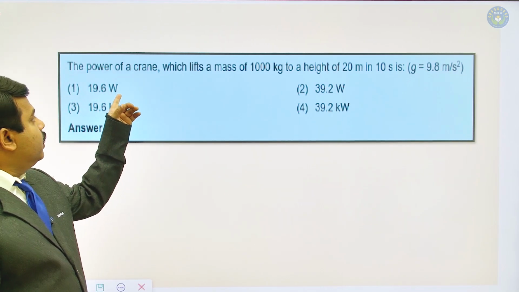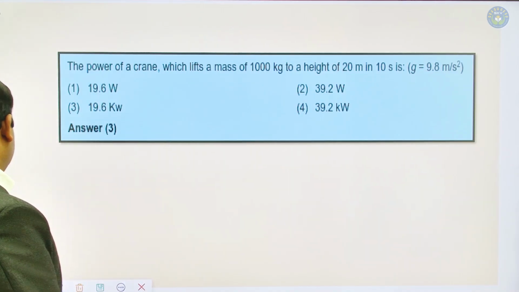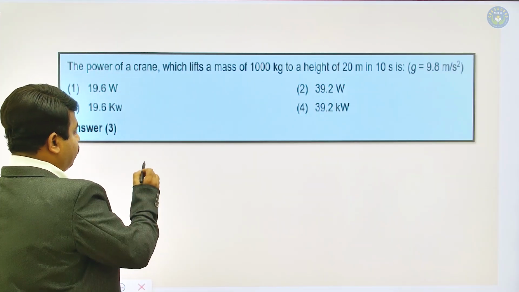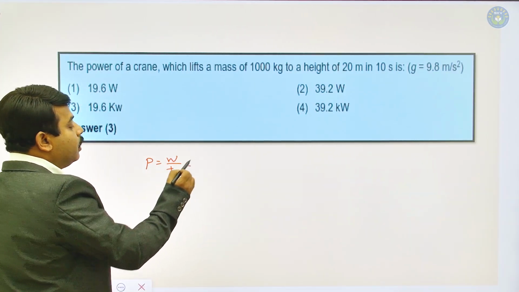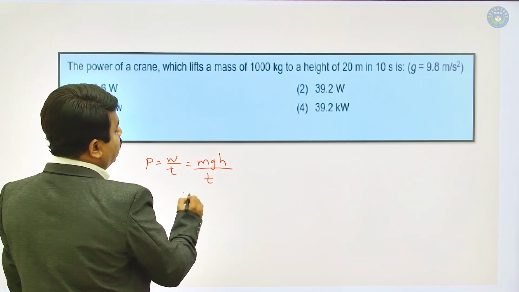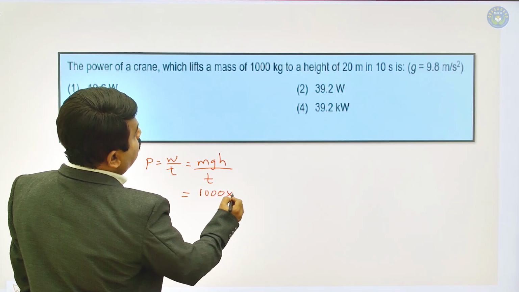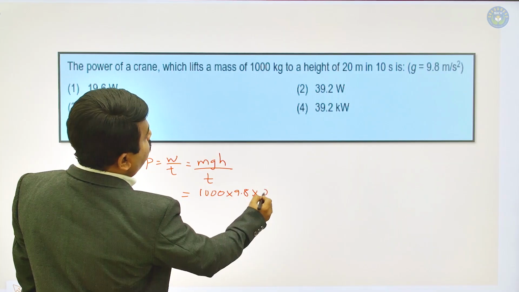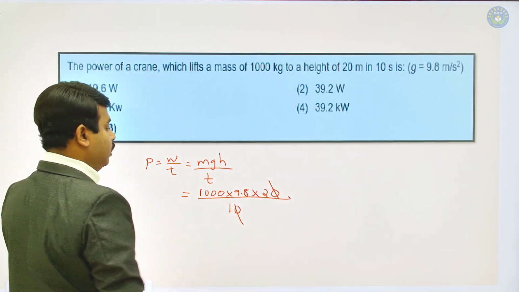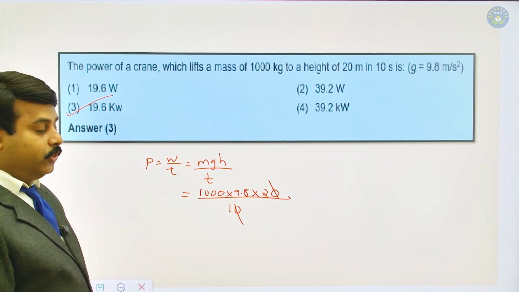All right. Now let us go to question number 24. See, the power of a crane which lifts the mass 1000 kg to a height 20 meter in 10 seconds is. See, when a body is lifted to a height, what is the energy? Power, you know, work by time. What is the work required to lift a body? That is mgh. Mgh by t. Here mass is given, that is 1000 and g 9.8 into h 20 meter divided by time, they given in 10 seconds, 0 cancel, then 19.6, right? 19.6 kilowatt. Option 3 is correct, right?